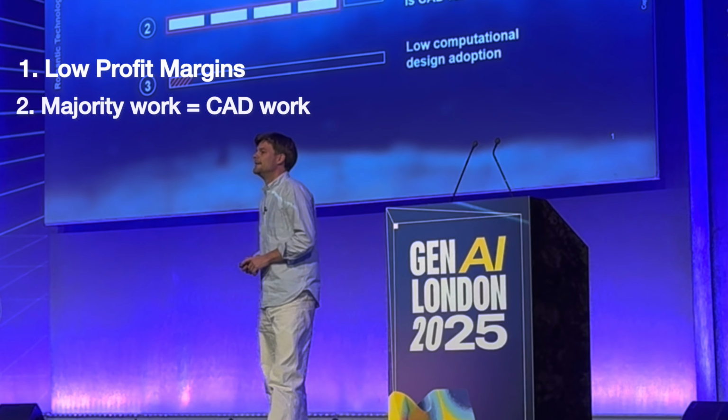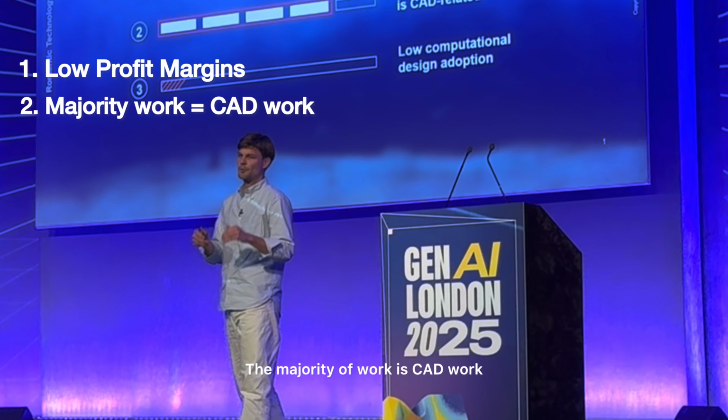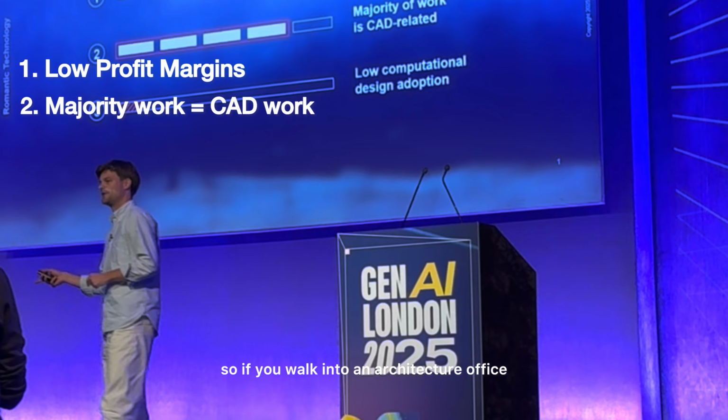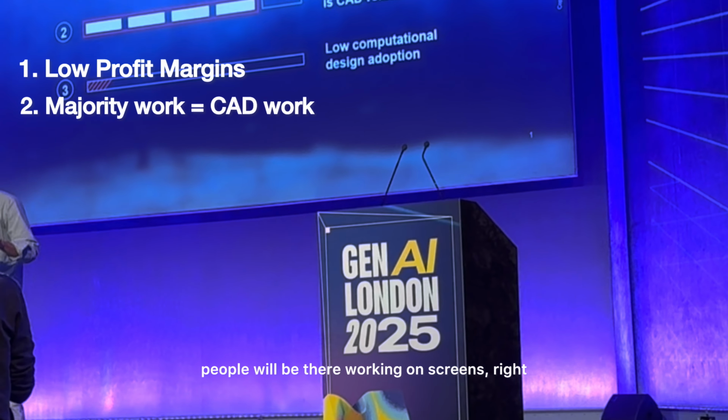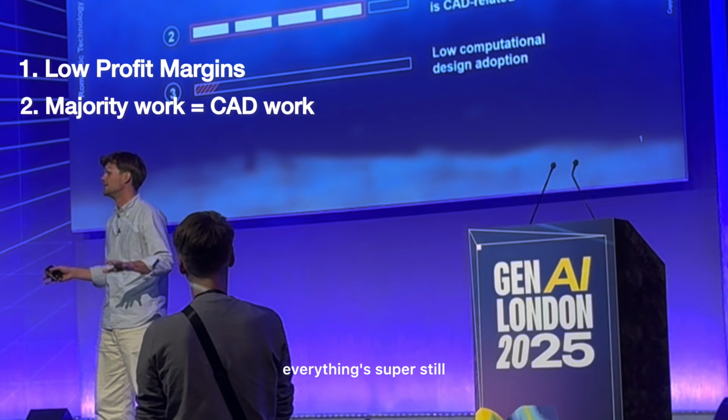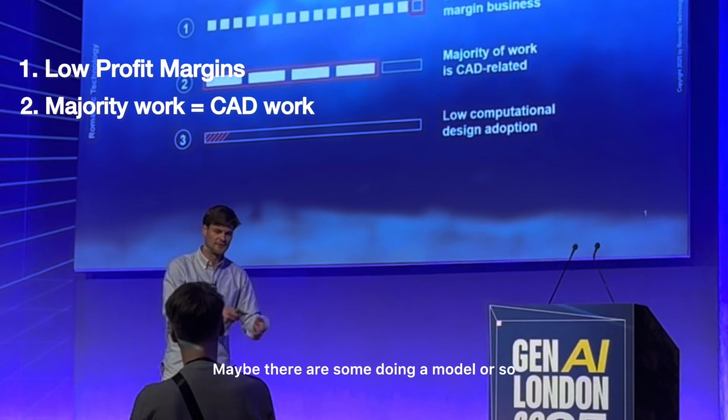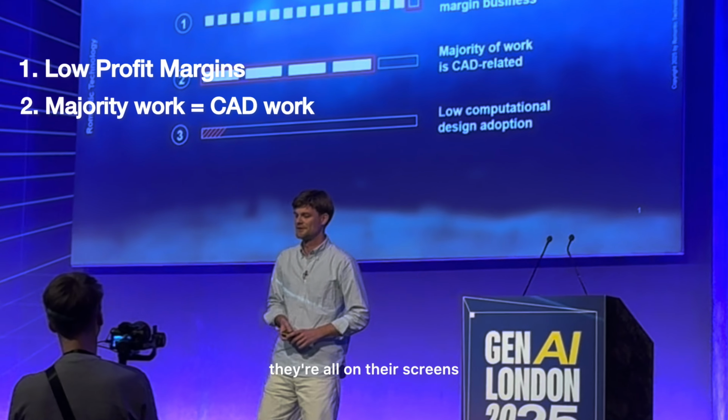The second thing is the majority of work is CAD work. So if you walk into an architecture office, people will be there working on screens, right? They click around, everything's super still. Maybe some are doing a model or so, but nowadays they're all on their screen.